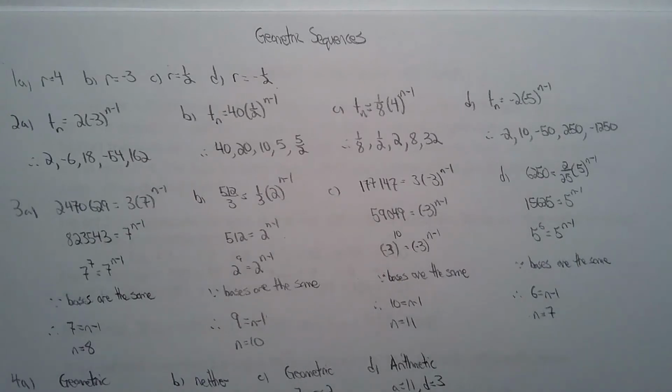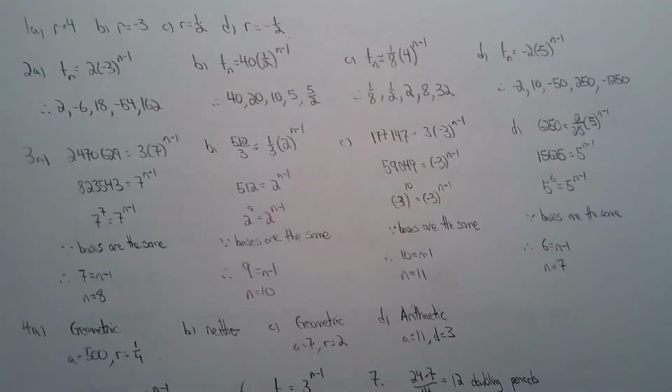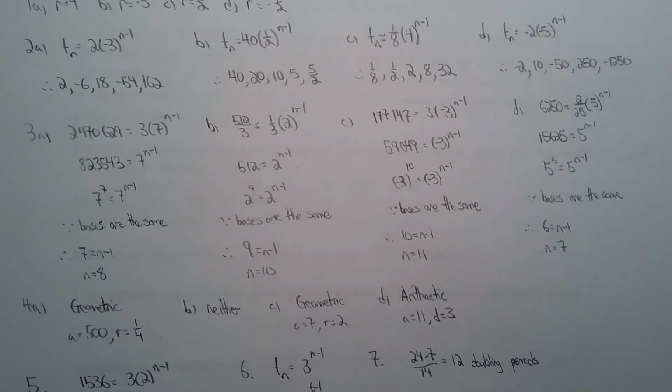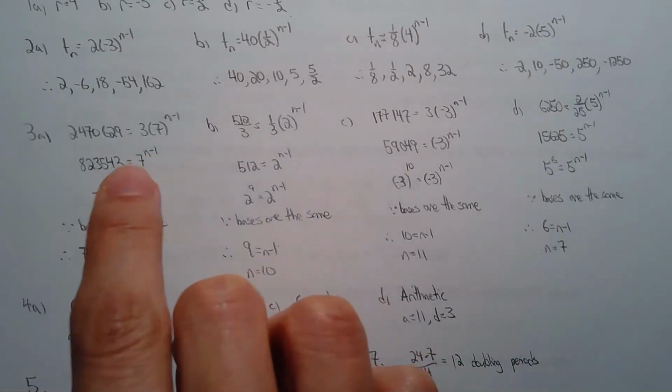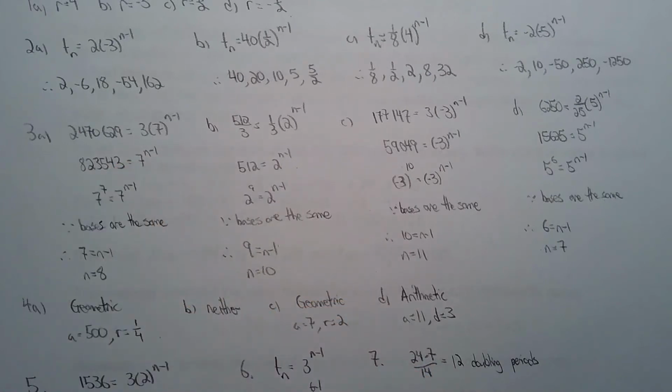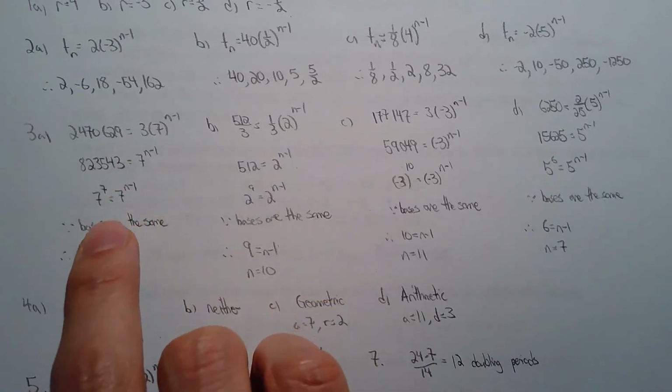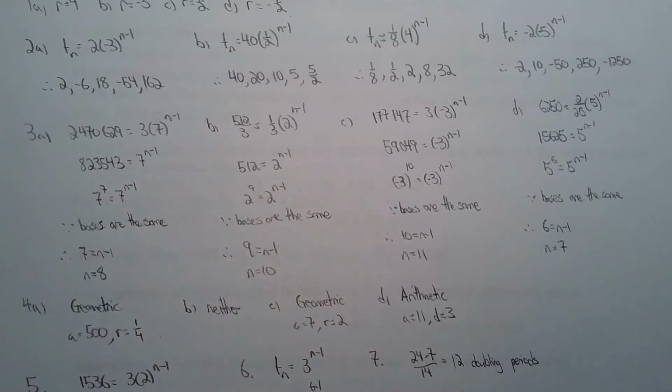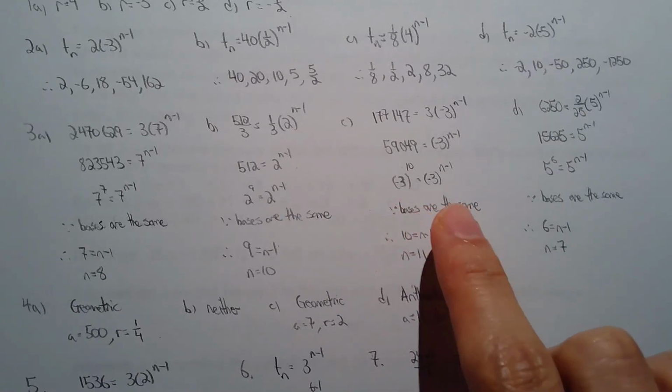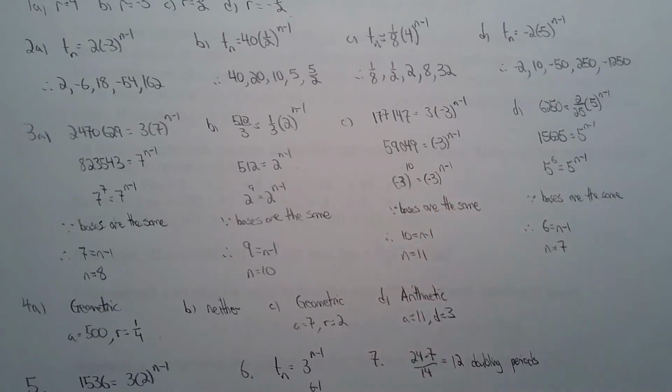For question 3, they're asking us how many terms are there for each of these sequences. So use the formula for the general term of a geometric sequence, and then you can use logarithms or set them as powers with the same base. For 3a, I have two powers of the base 7, and since the bases are the same, I can equate the exponents. For 3c you can't do that though. For 3c you can't use logarithms because the base is negative. So for 3a, b, and d you could use logarithms if you wanted.